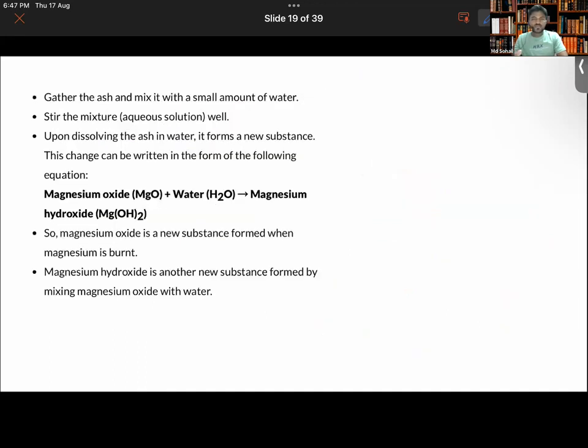Now, the white powder which you have got, which we are calling ash, gather some of that ash and let's mix it with some amount of water. So MgO plus H2O, that's what we are doing. We are mixing the white powder and water. Now what will happen? First we will mix the solution very well. Here the term is aqueous solution. Why do we call it aqueous solution? Because we have added water in it.